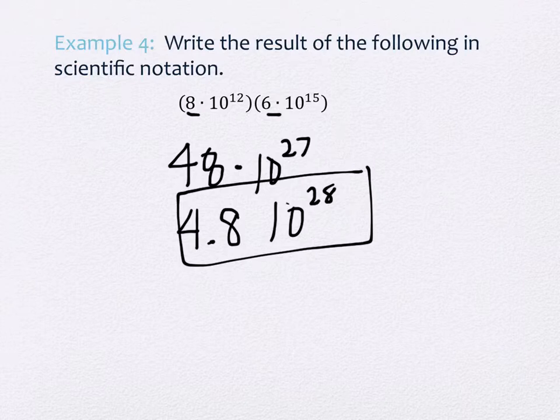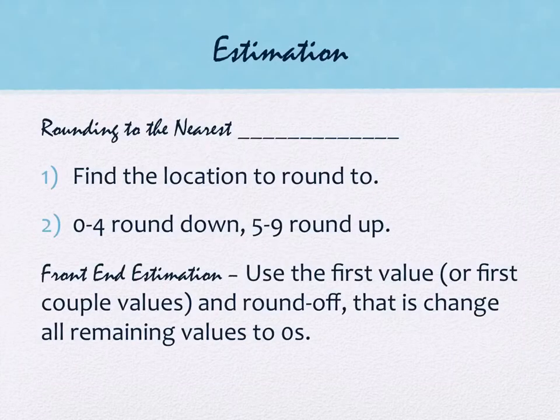All right, just a couple more little things before we're done with the first half of this video. Estimation. Estimation is actually done in one of two ways. One is rounding to the nearest blank, and we're going to leave that blank filled in just like that. The other is front-end estimation, where you use the first one or maybe two values, and then you dump everything else and turn them all into zeros, hence you round them off.